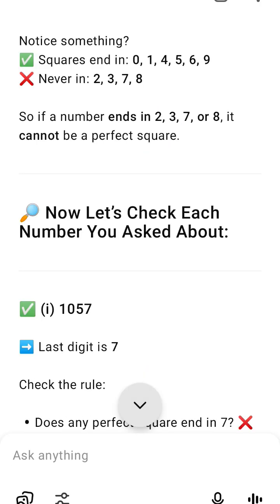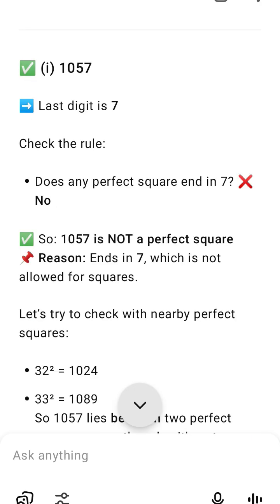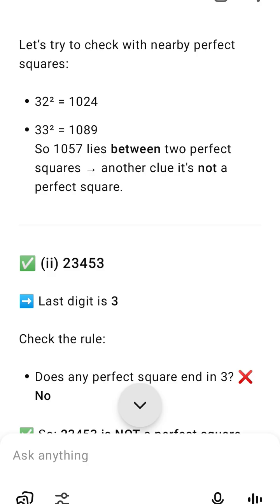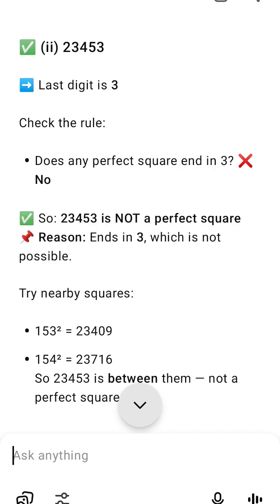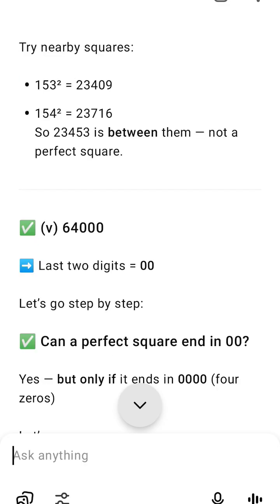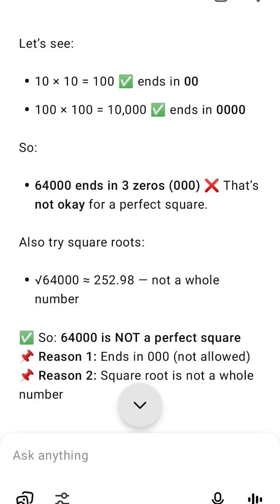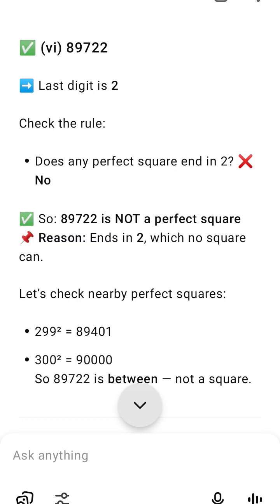Final summary table. Number, ends in, can squares end like that, perfect square, why not. 1057 ends in 7. Not a square. Squares never end in 7. 23453 ends in 3. Not a square. Squares never do. 64,000 ends in 3 zeros. Needs 0000. Not a square. 89722 ends in 2. Not a square. Squares never do.